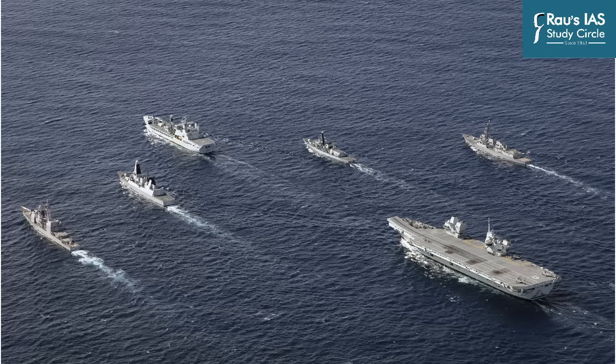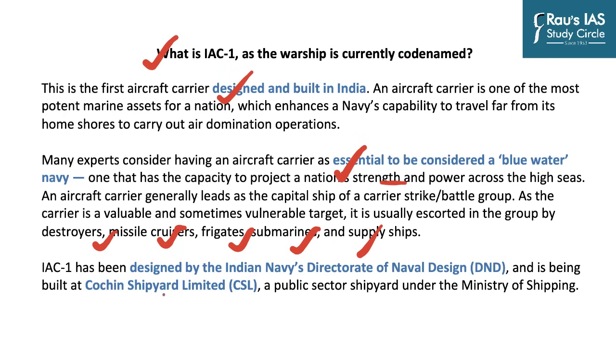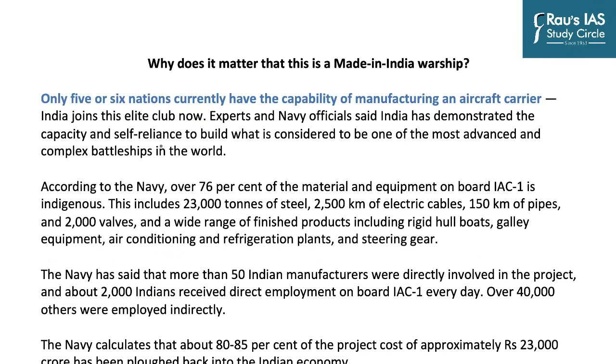It is usually escorted in group by destroyers, missile cruisers, frigates, submarines and supply ships. Now, IAC-1 has been designed by Indian Navy's Directorate of Naval Design and is being built at Cochin Shipyard Limited, which is a public sector shipyard under the Ministry of Shipping. Now, why does it matter so much that this is a made in India warship?